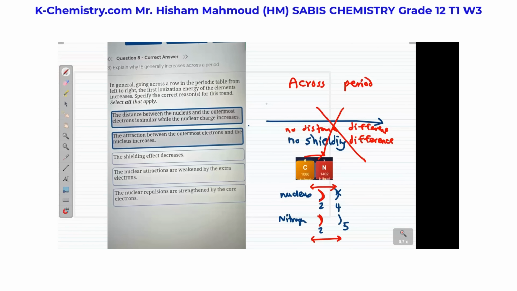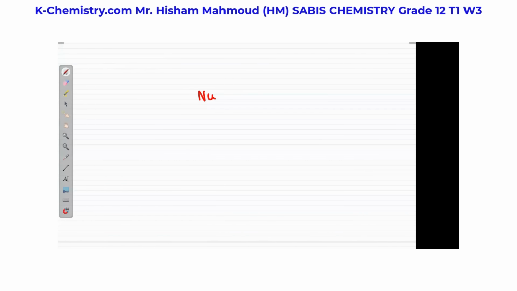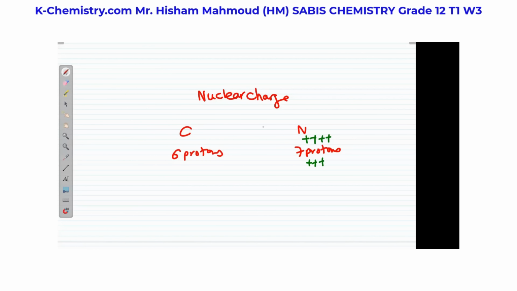What is the only factor that causes the ionization energy to decrease or increase? The nuclear charge, the number of protons. The carbon has 6 protons and the nitrogen has 7 protons. Which one attracts the electron more? This one. It has 7 protons. 7 protons are much stronger in attracting the electron than the carbon's only 6. This causes the attraction to be more.